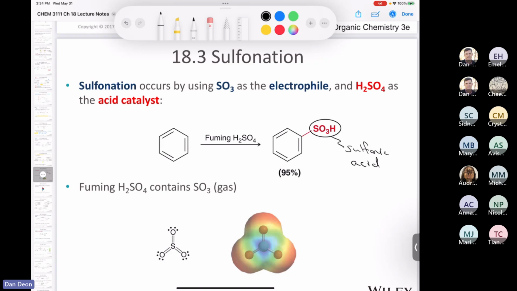It says you use sulfur trioxide, SO3, this is sulfur trioxide, as your electrophile. And you use sulfuric acid as your acid catalyst. So if you're wondering where do I get sulfuric acid and sulfur trioxide gas, we actually have a name for this. When you combine these two, we call it fuming sulfuric acid. Trust me, there's a difference between sulfuric acid and fuming sulfuric acid, because fuming sulfuric acid contains sulfur trioxide.